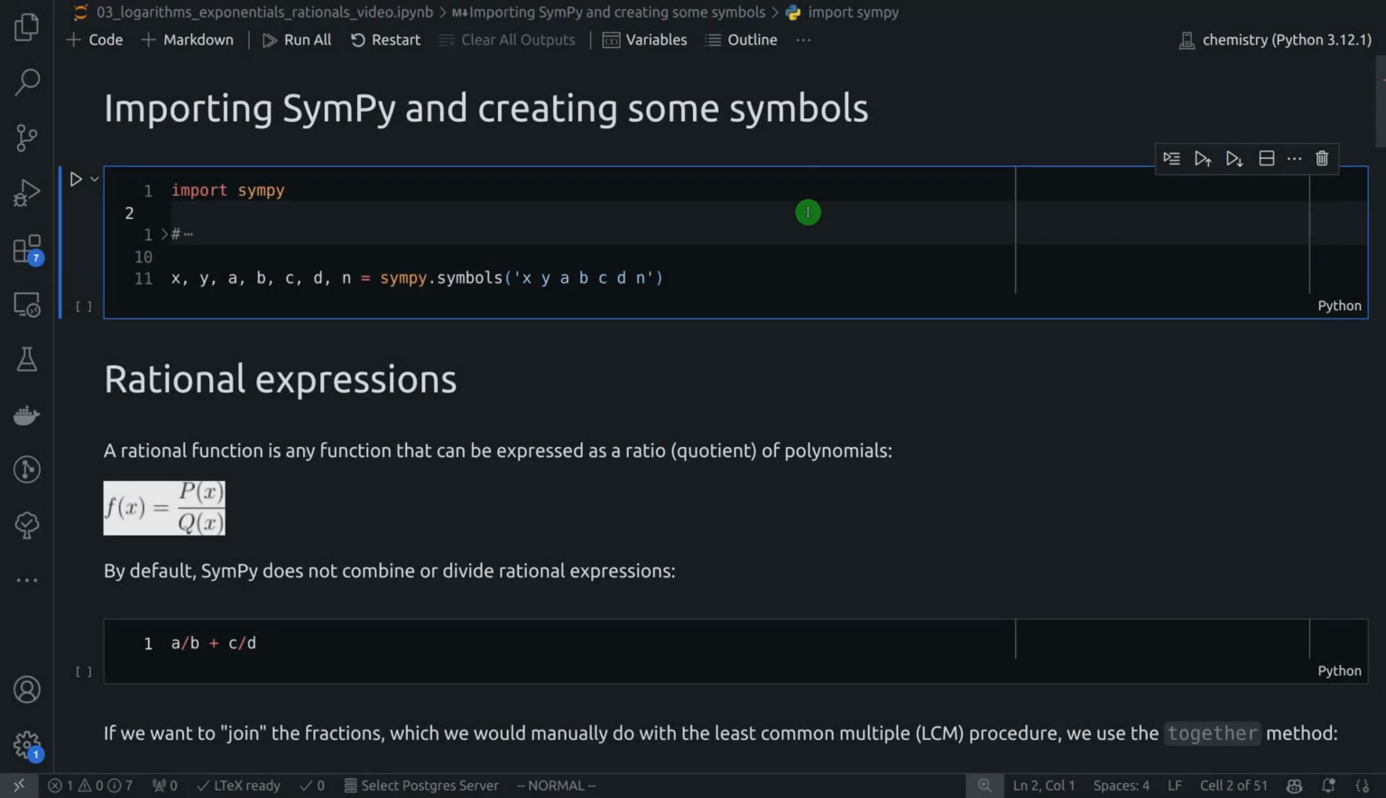So the first thing that I need to do is to actually run this cell to define some symbols. So I'm going to define x, y, a, b, c, d, and n. And these are the symbols that I'm going to use throughout this video. So let's run this cell, and we have here our symbols defined.